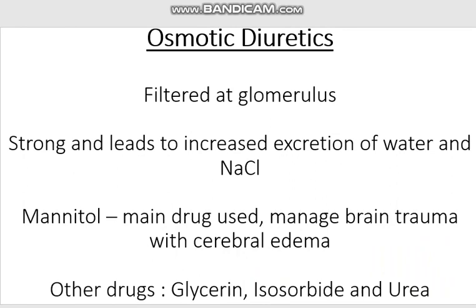Osmotic diuretics are filtered at the glomerulus. They are strong and their use leads to increased excretion of water and NaCl. Mannitol is the main drug used, and it is used to manage brain trauma patients with cerebral edema. Other drugs include glycerin, isosorbide and urea.